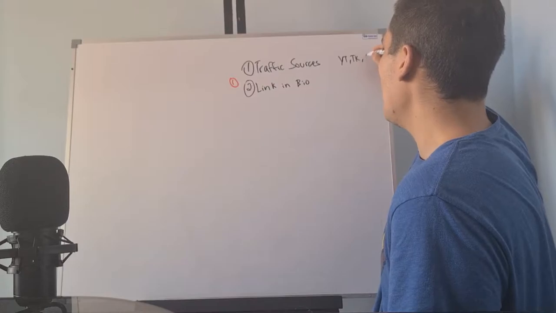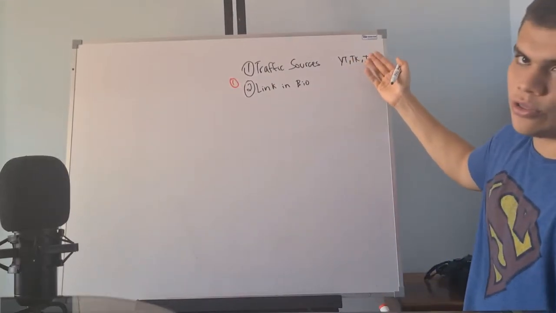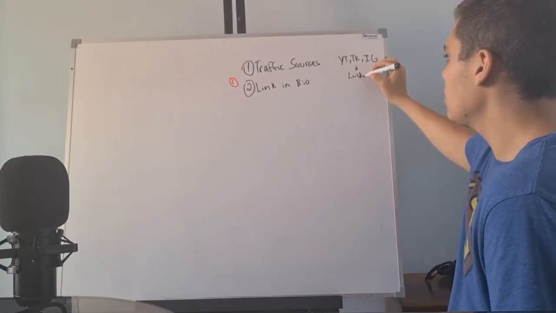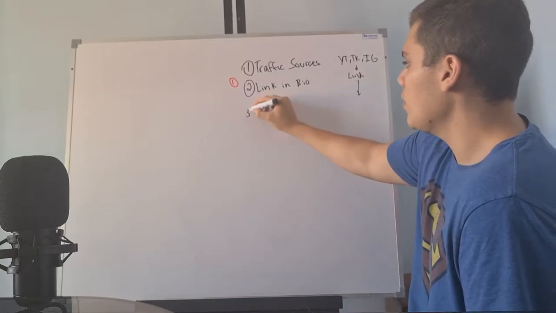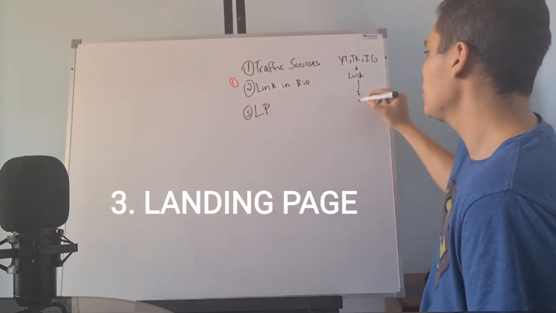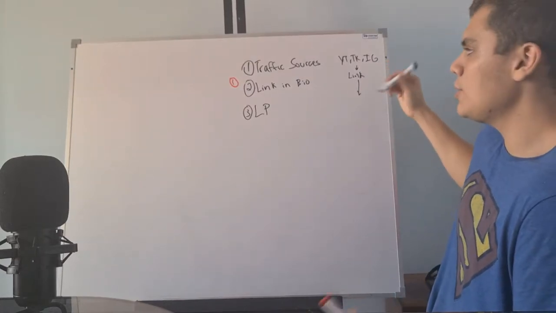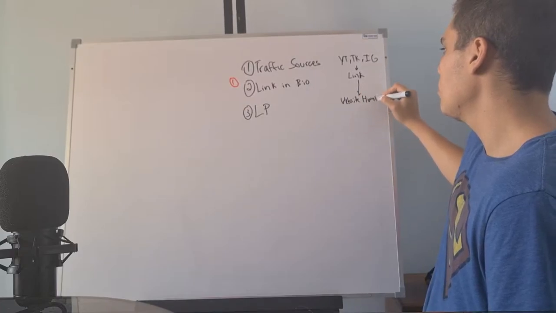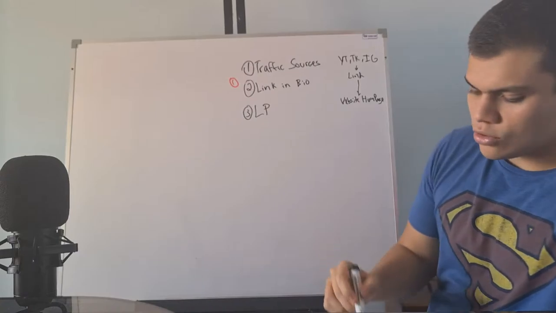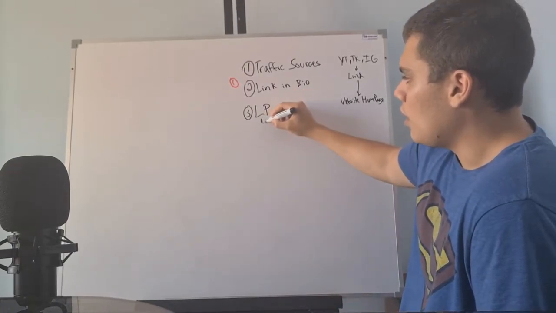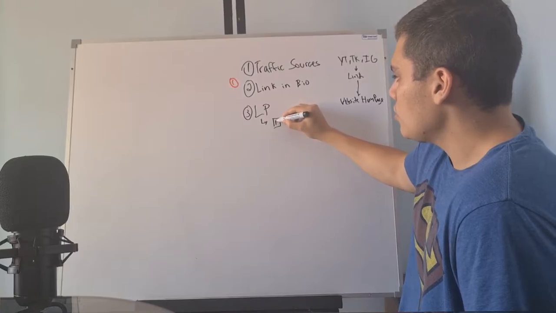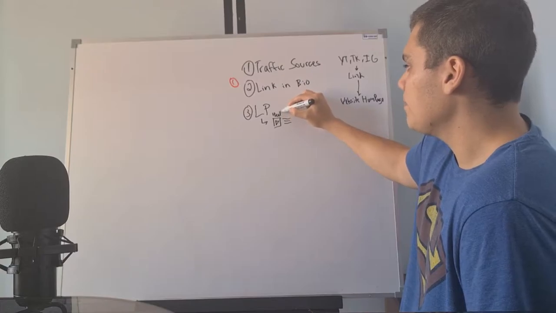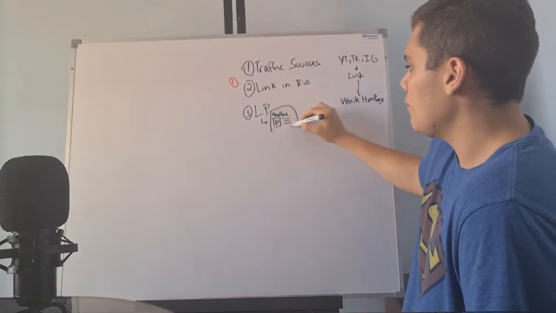YouTube, TikTok, and IG. So let's say these are your three traffic sources. Your next step is going to be the link. Your next step is going to be what we call a landing page. So basically, the homepage of your website. Right? So here, you're going to want to outline what type of visuals you're going to have, what type of text, whether you're going to have a headline. So this is going to be the first impression.